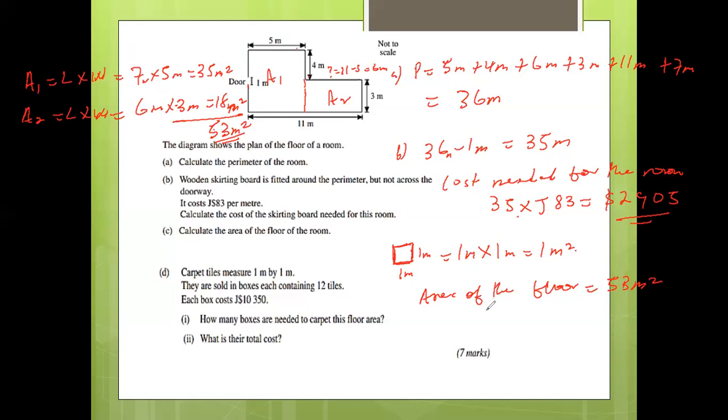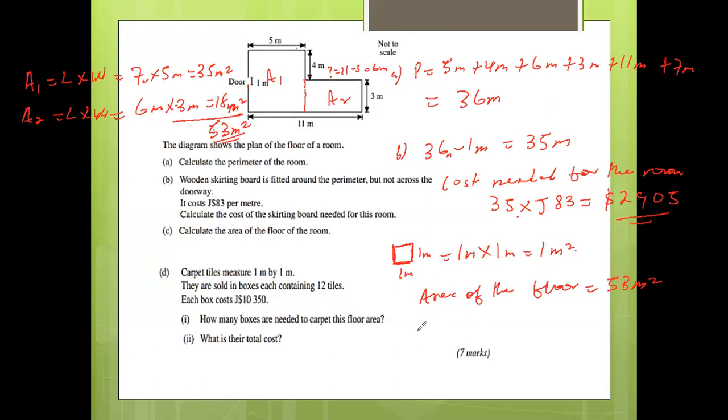There are 12 tiles inside one box. We know that every tile is 1 meter square. So obviously, if every tile is 1 meter square, right?